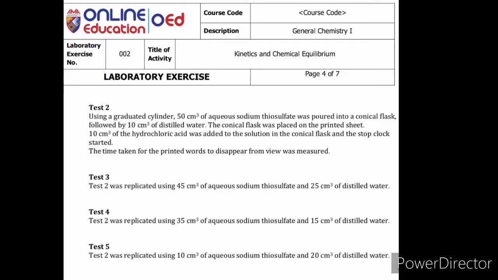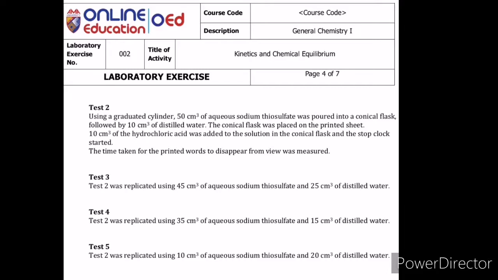Test 2. Using a graduated cylinder, 50 cubic centimeters of aqueous sodium thiosulfate was poured into a conical flask, followed by 10 cubic centimeters of distilled water. The conical flask was placed on the printed sheet. 10 cubic centimeters of hydrochloric acid was added to the sodium thiosulfate in the conical flask, and the stop clock started. The time taken for the printed words to disappear from view was measured.